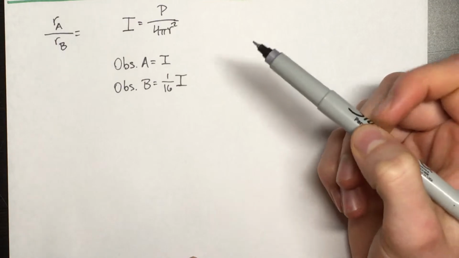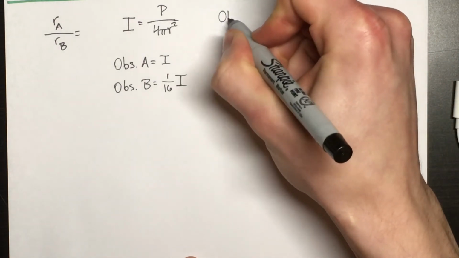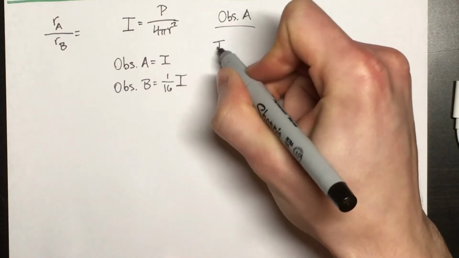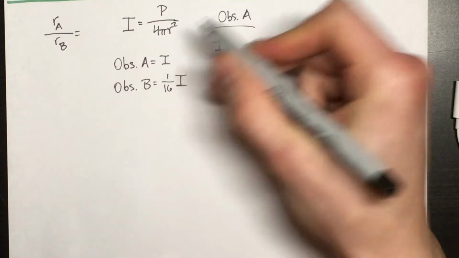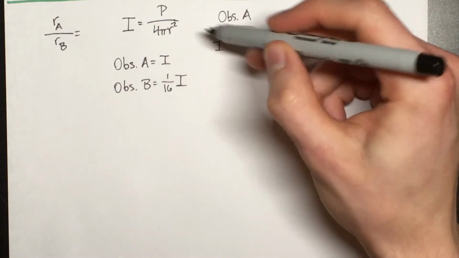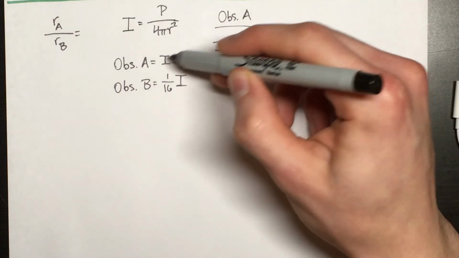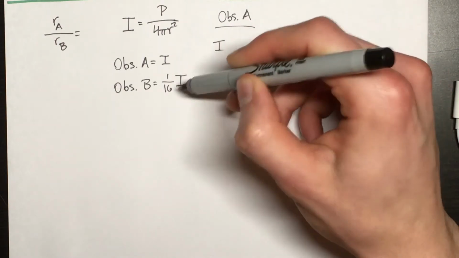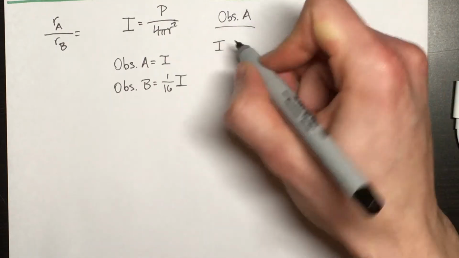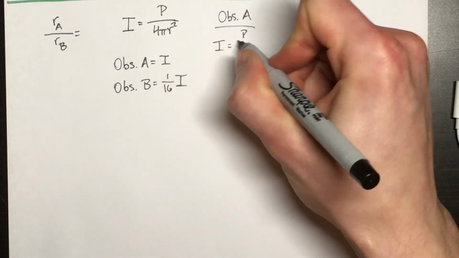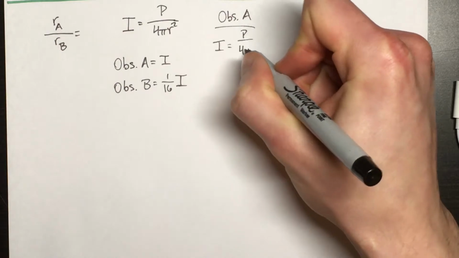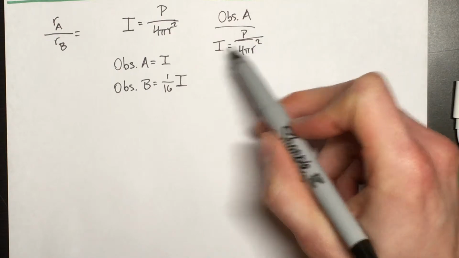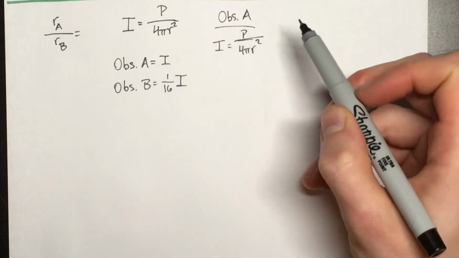So let me just show you what I mean. For observer A, we have I, that's the intensity here. We just assigned the variable I. It doesn't actually matter what the number is. It'll all cancel out in the end. It doesn't matter that we don't know the true magnitudes of these. What matters is just their ratio. So I is equal to P over 4 pi r squared. Let's solve for r here. We want r in terms of all the other variables.